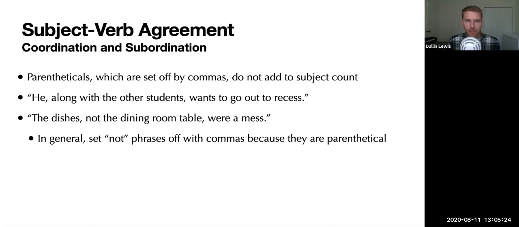Now, the same goes for the second example. The dishes, not the dining room table, were a mess. Not the dining room table is not part of the subject or verb or subject complement or anything like that. So because it's optional, it does not change the tense of the verb. Note too that not is not a coordinating conjunction. It is actually, in fact, an adverb.